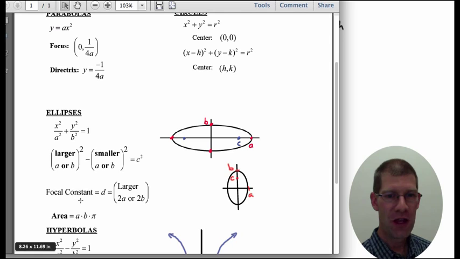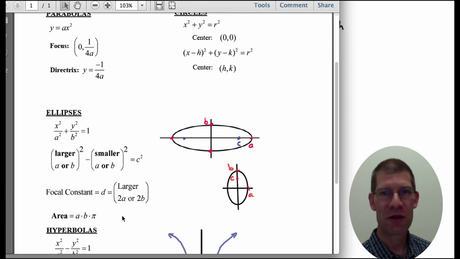The focal constant is letter D, and the focal constant we said was equal to the major axis. That's why I wrote down it's the larger of 2A or 2B. If you have a horizontal ellipse, the focal constant, major axis, is going to be twice A, because you have A here, and you have another A here. So focal constant is going to be 2A, divide the focal constant by 2, you have your A value.